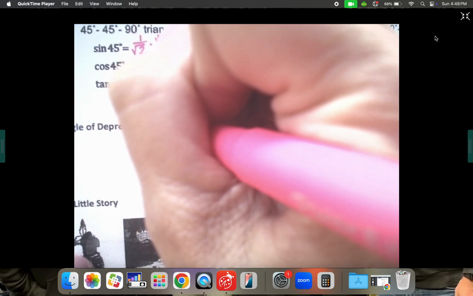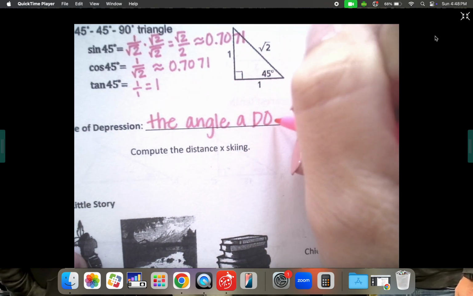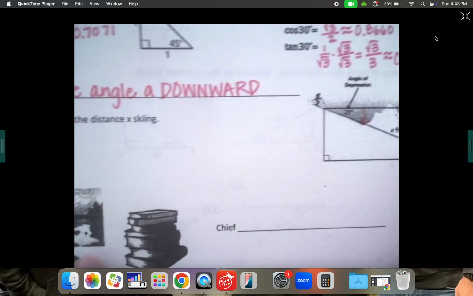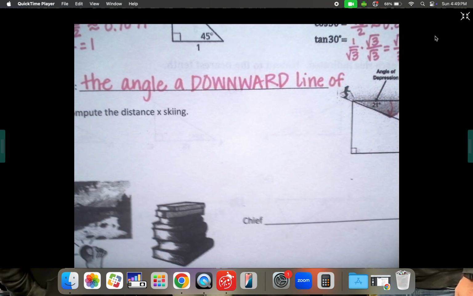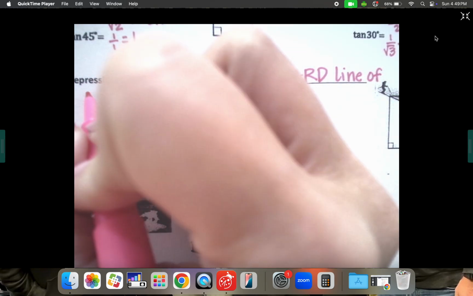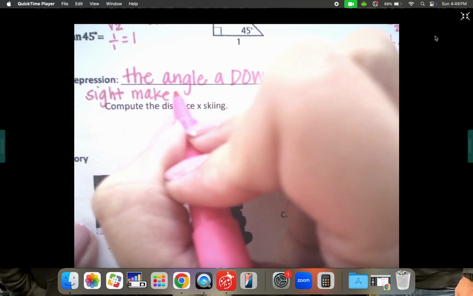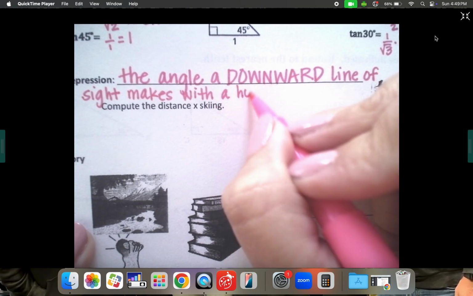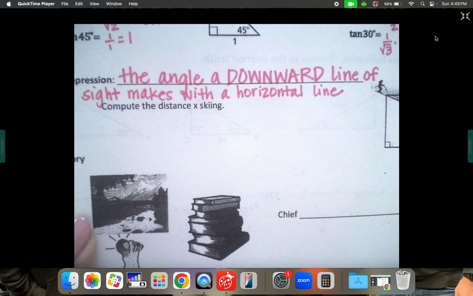The angle, a DOWNWARD, I'm going to make this in caps because the one before was as your line of sight is looking upward. This is as it's looking downward. Line of sight makes, the angle that it makes with a horizontal line. So make sure you know the difference between the angle of elevation and the angle of depression. You're either looking up from the horizontal line or looking downward from it.